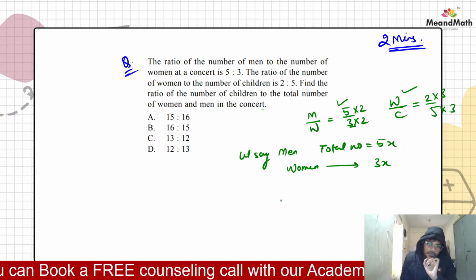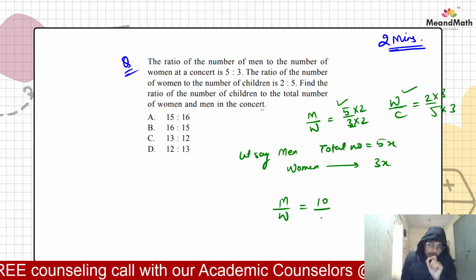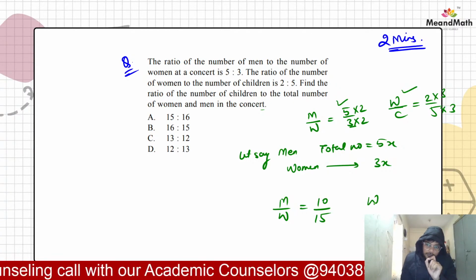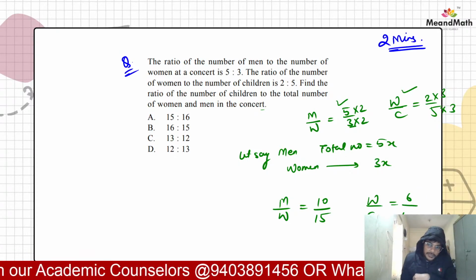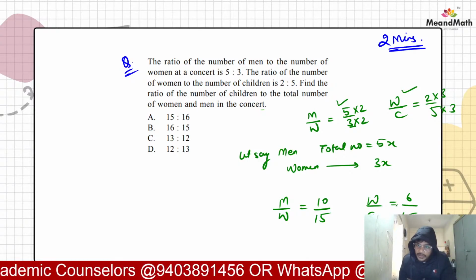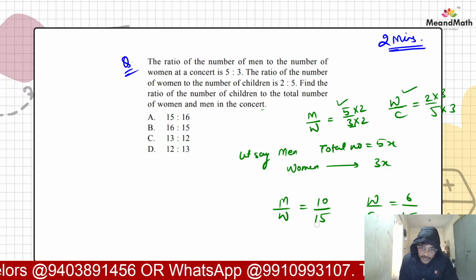So now what is your men and women ratio? That is 10 over 15, right? What is your women and children ratio? That is 6 over 15. Sorry. Yeah, okay, this should be 6, right?